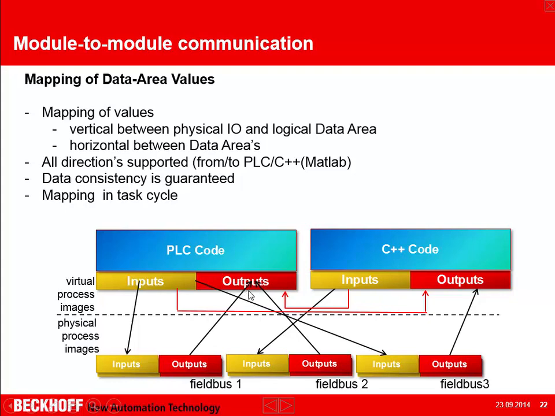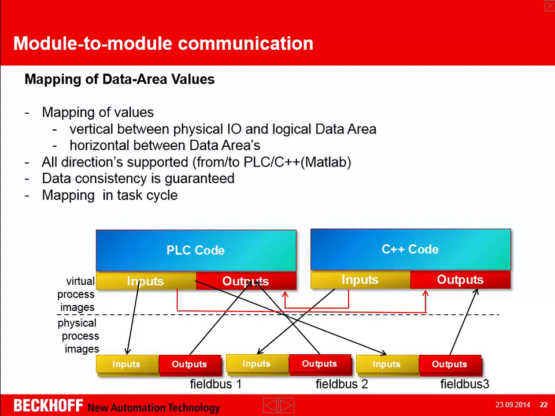Because TwinCAT is taking a copy and moving that copy as an input to the other side or an output, it's absolutely data consistent. It could be done between all data areas from and to PLC and MATLAB and so on. TwinCAT guarantees data consistency. It's extremely easy, and it's done in the PLC in the task cycle time, which you can scale down to 100 microseconds or even 50 microseconds.